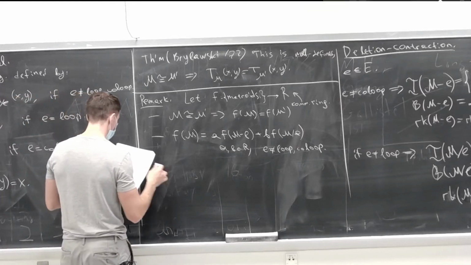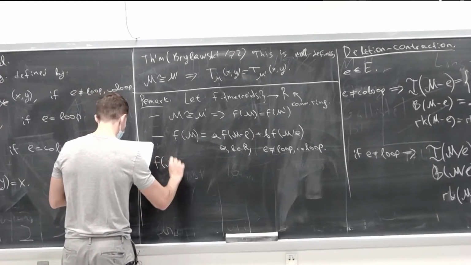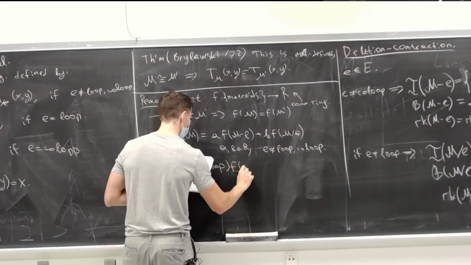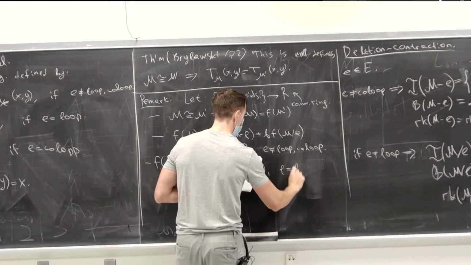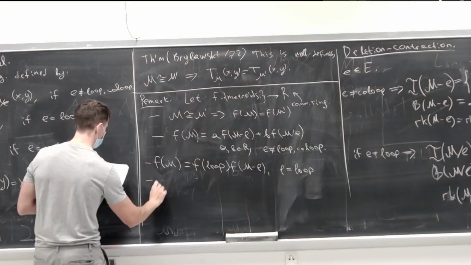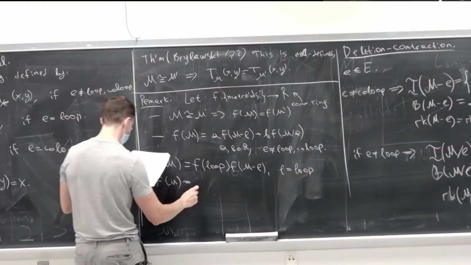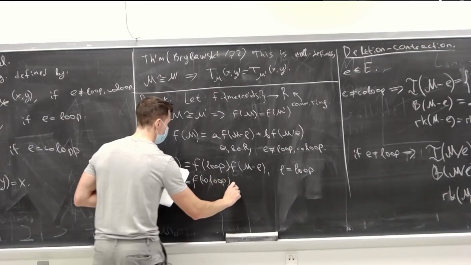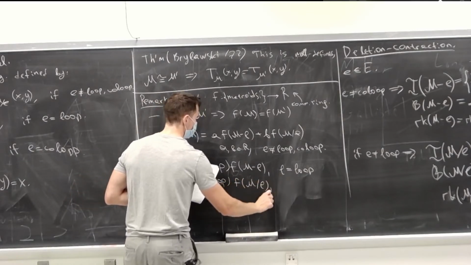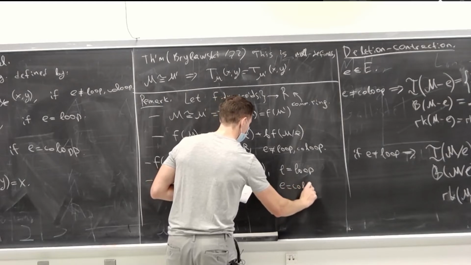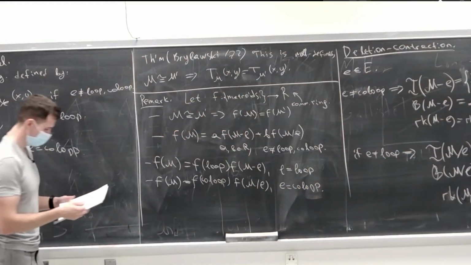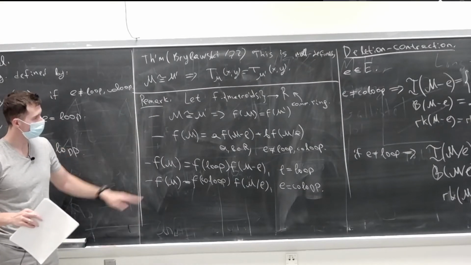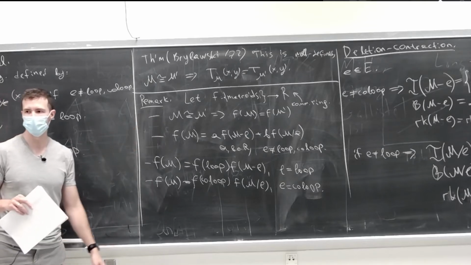And let's also assume that f of m is equal to f of loop times f of m minus e, if e is a loop, and f of m is equal to f of coloop times f of m contract e, if e is a coloop. Then, assuming these four conditions, I claim that f has to be a specialization of the Tutte polynomial.